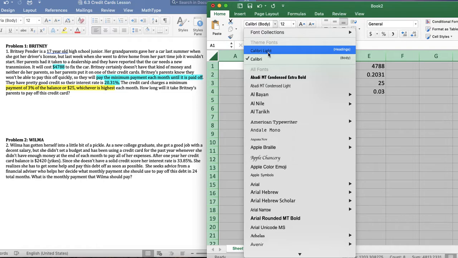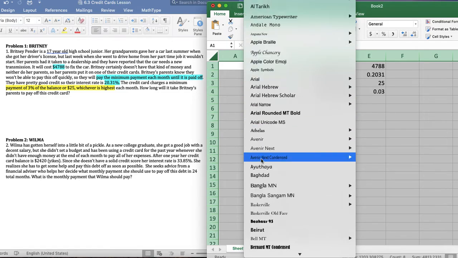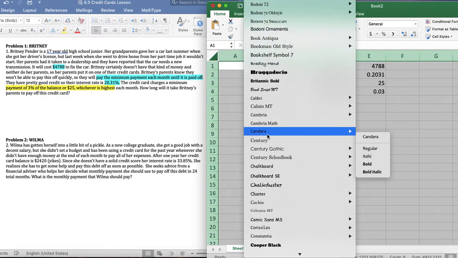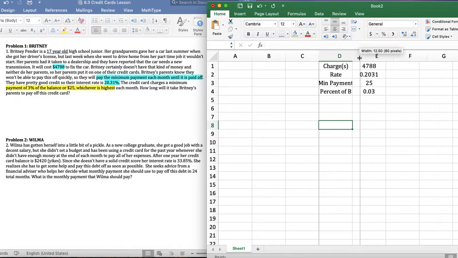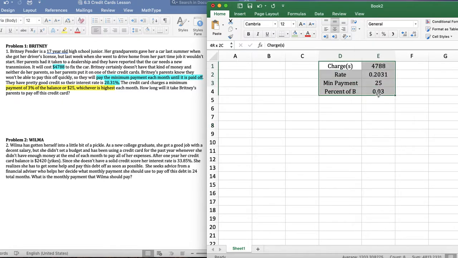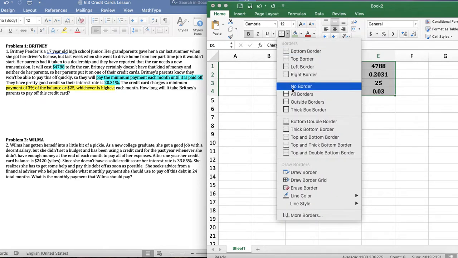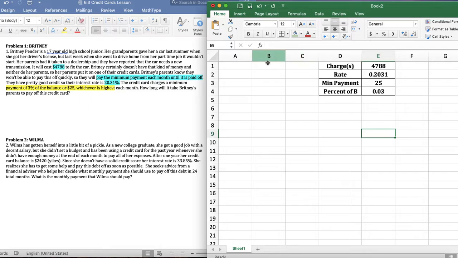You guys know me. I'm going to go ahead and change my font to Cambria, which is kind of my favorite. And I like to center all my cells. I'm going to go ahead and change this a little bigger. And I'm going to make my key a little more distinguished. Put some all borders in there.